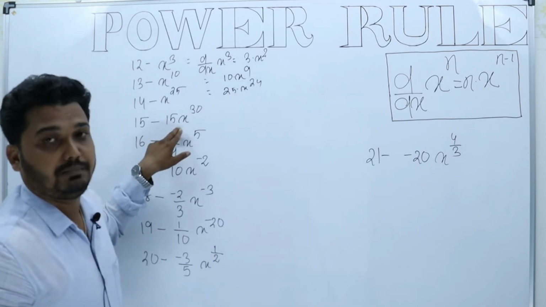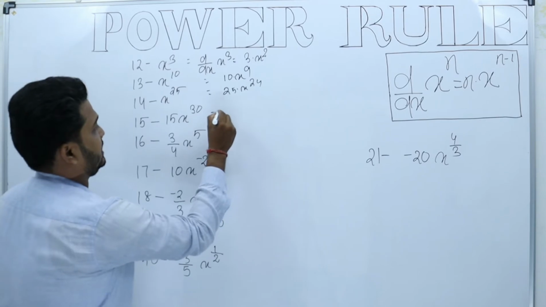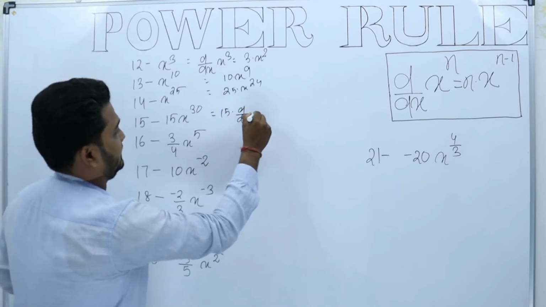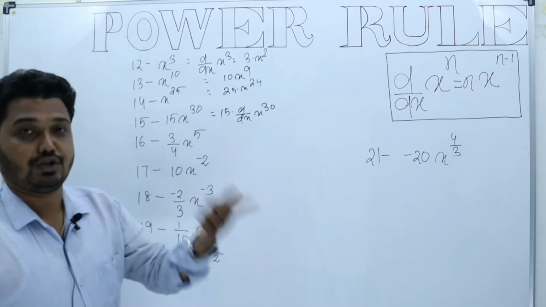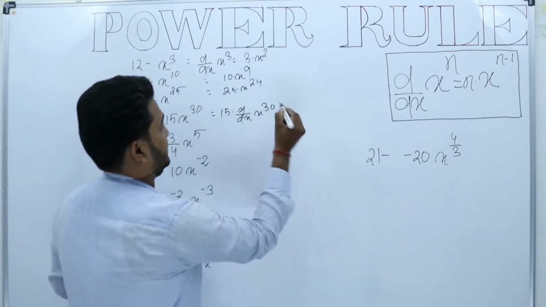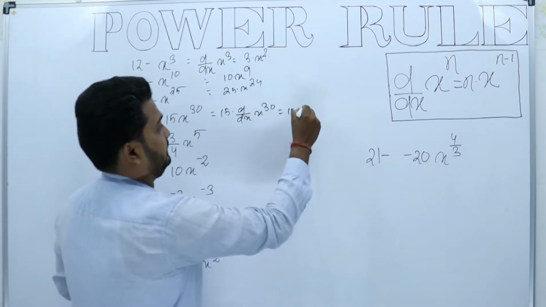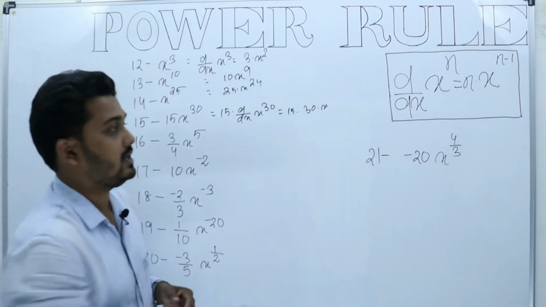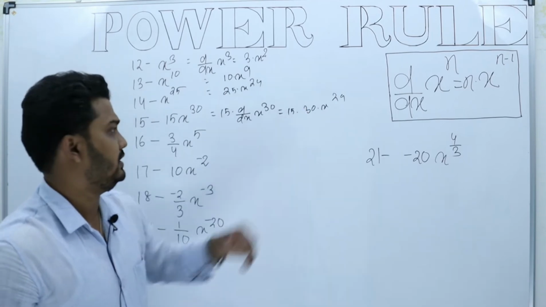Now it is 15 multiplied with x to the power 30. As 15 is a constant, we will keep 15 outside. Now we will find the derivative of x to the power 30. Power is 30, so in the next step we will write 15 as it is, and as the power is 30, we will write 30 into x to the power 30 minus 1, that is 29. And in the next step you can multiply 15 into 30.